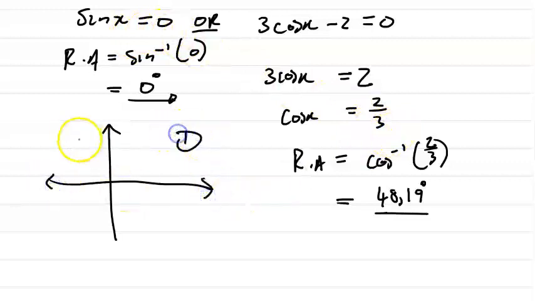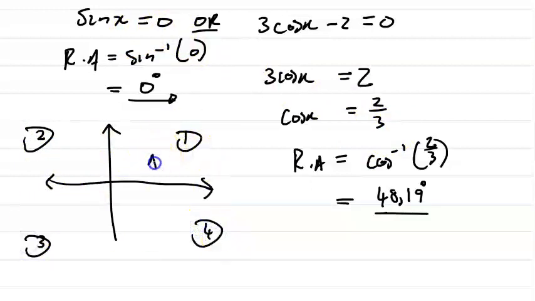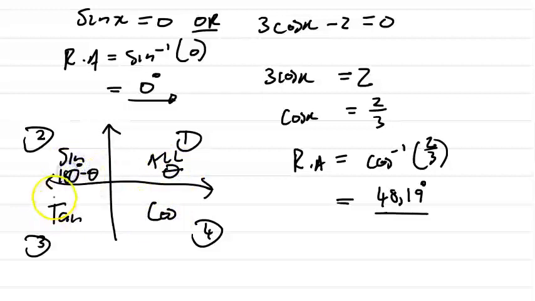Now remember that that's your first quadrant, second quadrant, third quadrant, and fourth quadrant. Remember that all ratios are positive in the first quadrant, sine is positive in the second quadrant, tan is positive in the third quadrant, and cos is positive in the fourth quadrant. Reduction formulas are as follows: theta, 180 degrees minus theta, 180 plus theta, and 360 degrees minus theta. So those are our reduction formulas, which are very important because that's what we're going to be using now to write our general solution. So let's continue.